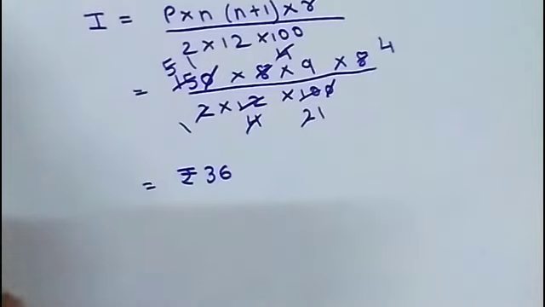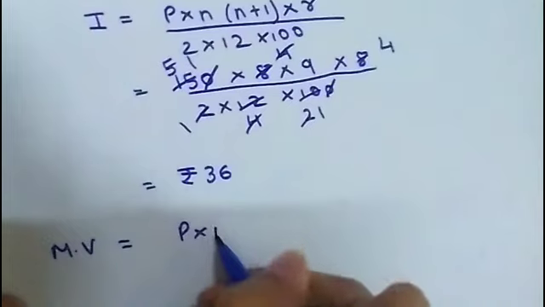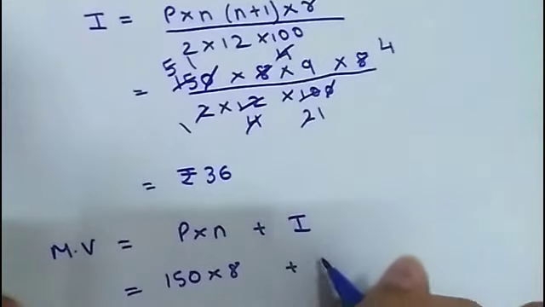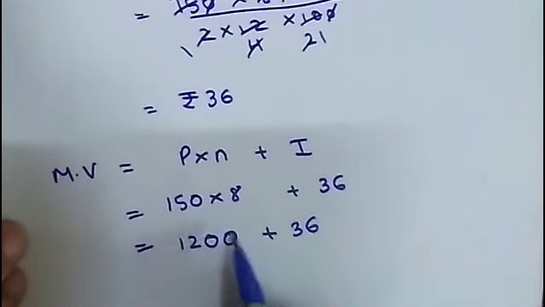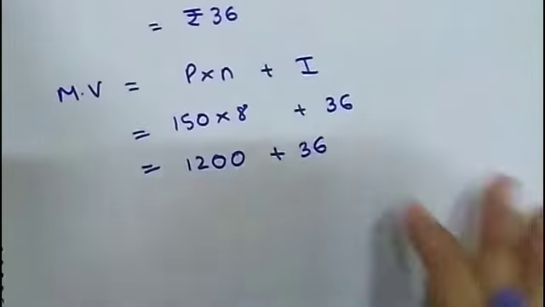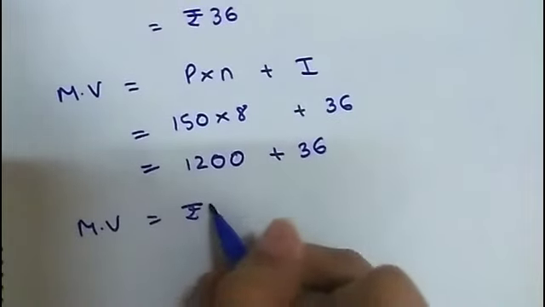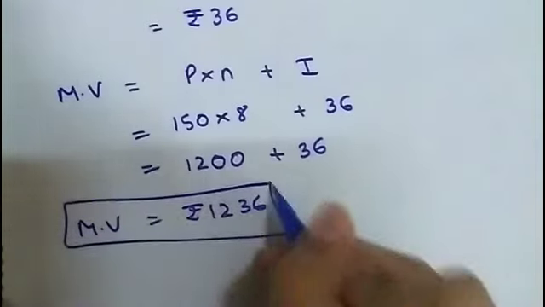Now we have to calculate the maturity value. So maturity value equals P into n plus I. What is P into n? 150 into 8. What is I? 36, rupees 36. 15 into 8 is 120, one more 0, so 1200. So maturity value equals rupees 1236. So this is your final answer. MV equals 1236.